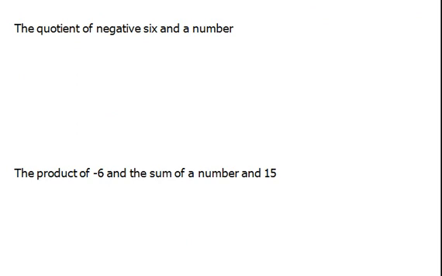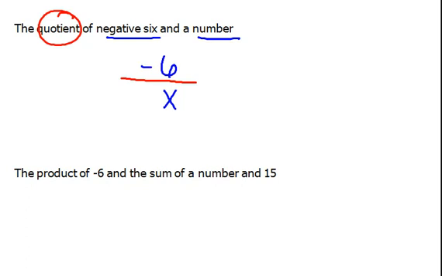In this next one, we have the quotient of -6 and a number. If you'll remember, your quotient is a division keyword. So what are we dividing? -6 and some unknown number. So when we write it as the division problem, it would be -6 divided by some number x.